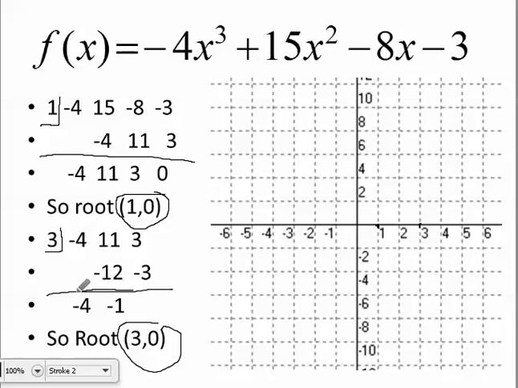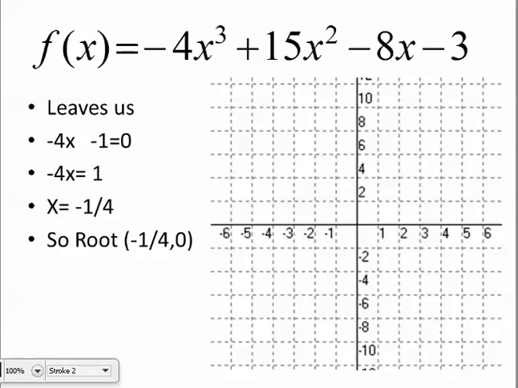Look at what I got left. If I take that information and use it to find -4x minus 1, add 1 to both sides, -4x equals 1, divide by -4, I get -1/4. My final root is going to be over here at -1/4. So I found the three roots that I was looking for.